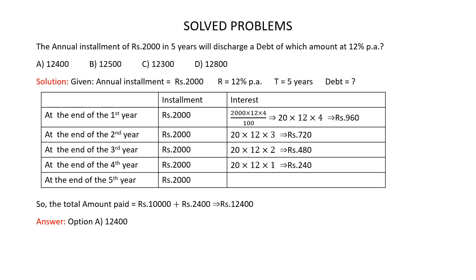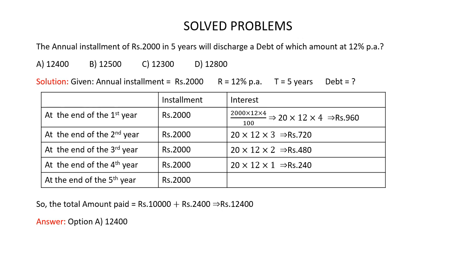At the end of the fourth year, installment is rupees 2,000. Interest is 20 multiplied by 12 multiplied by 1, 1 because payment has to be made for 1 more year. So 20 multiplied by 12 multiplied by 1 is rupees 240. At the end of the fifth year, installment is rupees 2,000. But there is no interest to be paid because at the end of the fifth year, the debt is repaid.